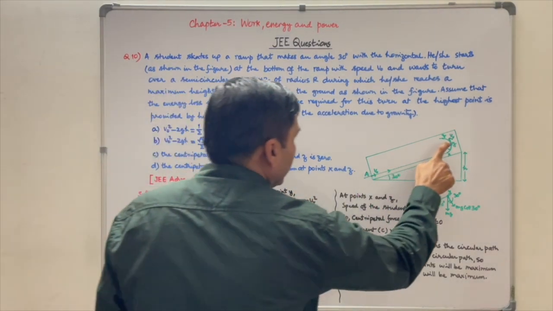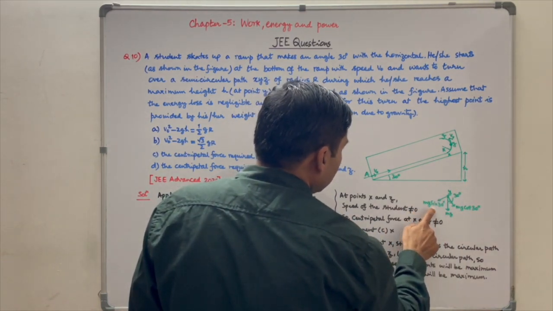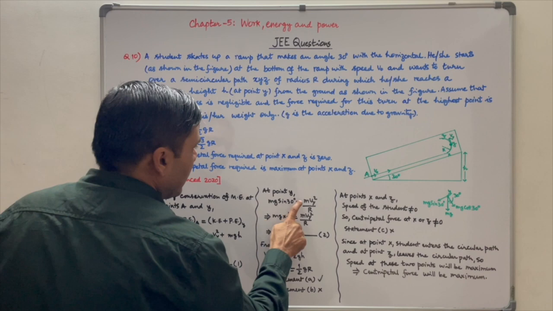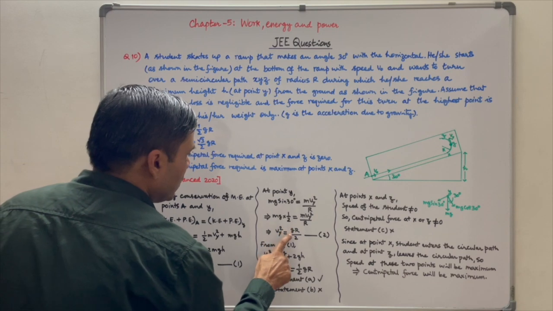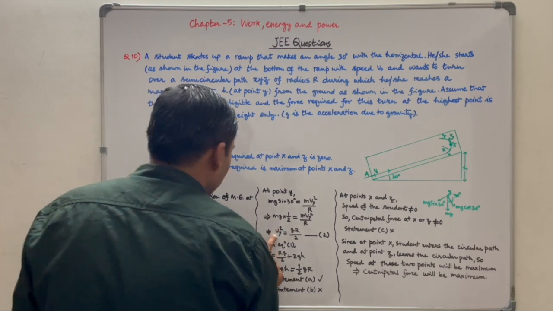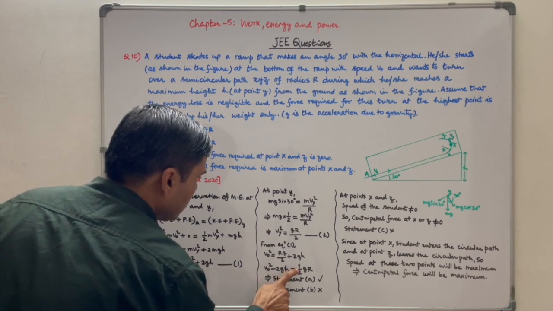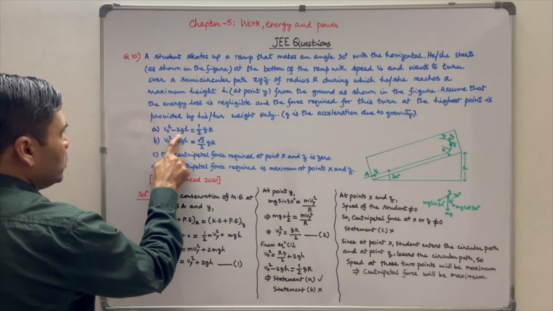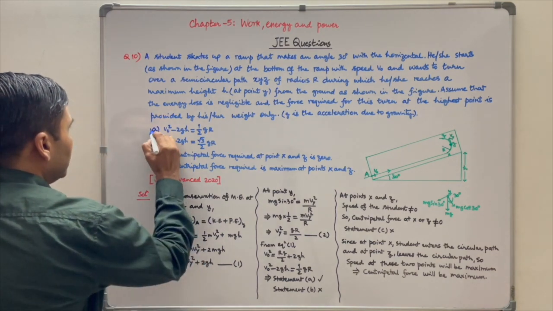At highest point y, component of weight that is along the ramp is mg sine 30, which will give necessary centripetal force. So mg sine 30 is equal to m vy square upon r. This gives vy square is equal to gr upon 2. Suppose this is equation number 2. We can put the value of vy square in equation number 1 to get v0 square minus 2gh is equal to 1 by 2 gr. Statement A says v0 square minus 2gh is equal to 1 by 2 gr. So statement A is correct.